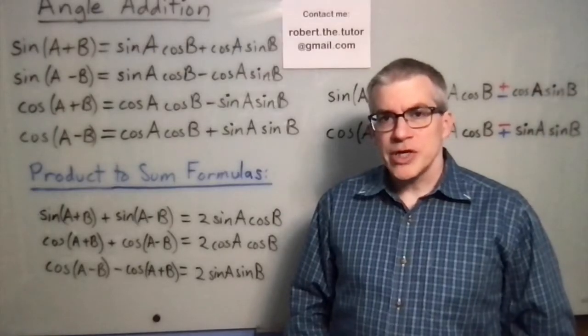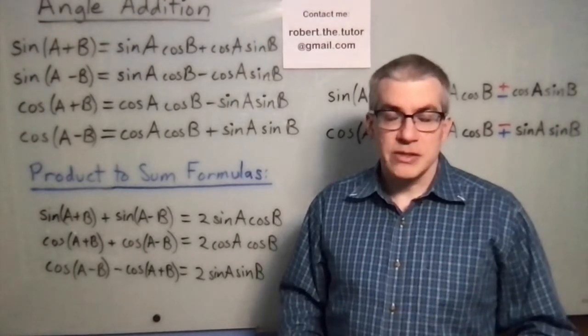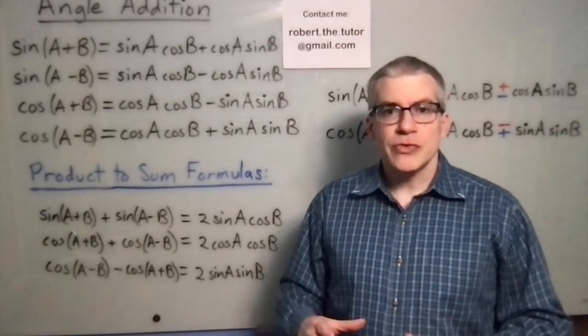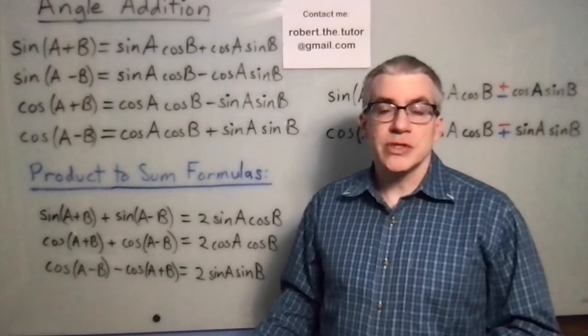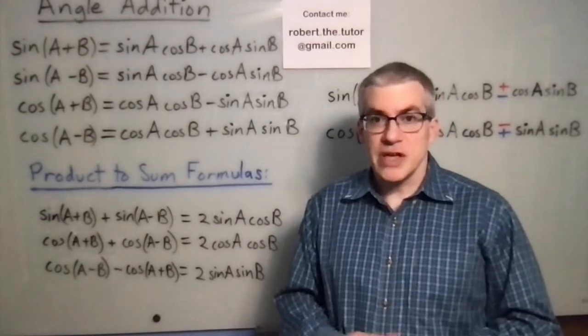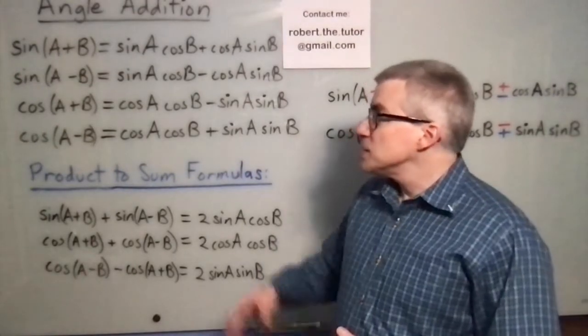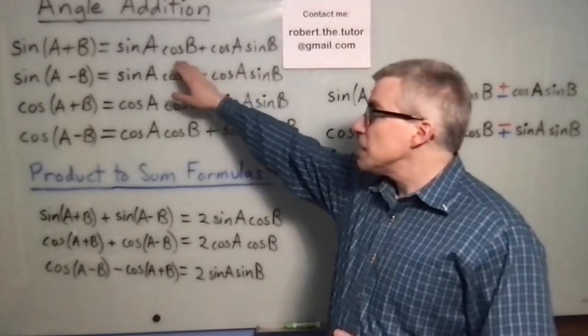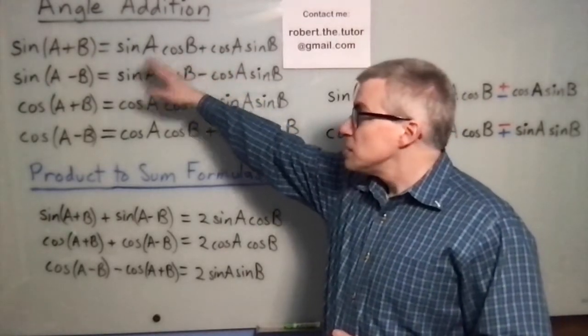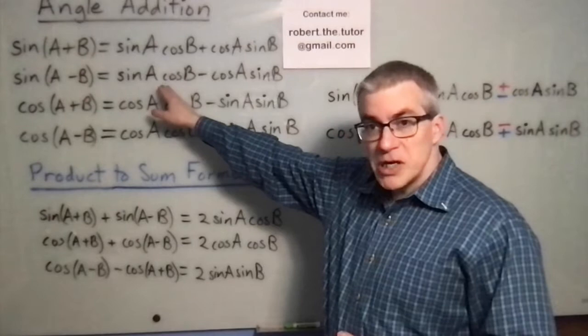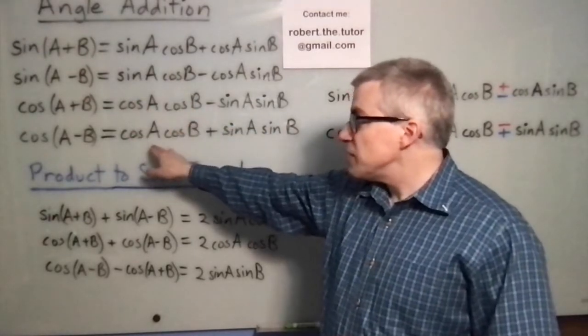In trigonometry, you learn a lot of different identities. Some of them are useful for generating a lot of the others. So I tell my trig students, don't try to memorize every single formula. Memorize important core ones like the angle addition formulas. Sine of a plus b, sine of a minus b, cosine of a plus b, cosine of a minus b.